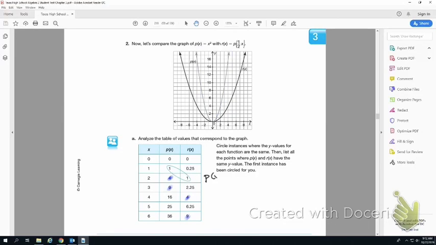So in p of x, that is (1, 1), (2, 4), (3, 9). And then in q of x, the one with the dilation, this was (2, 1), (4, 4), (6, 9). So now looking at the x values, how did the x values change from p of x to q of x?